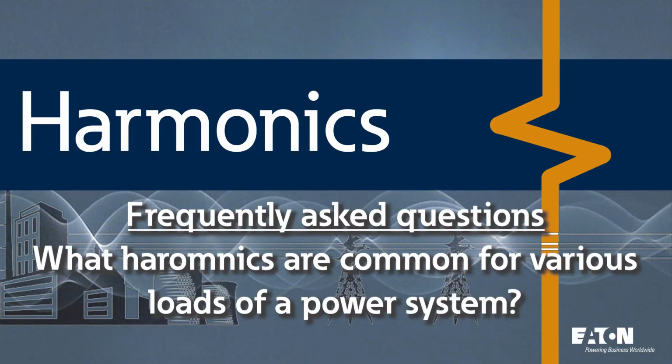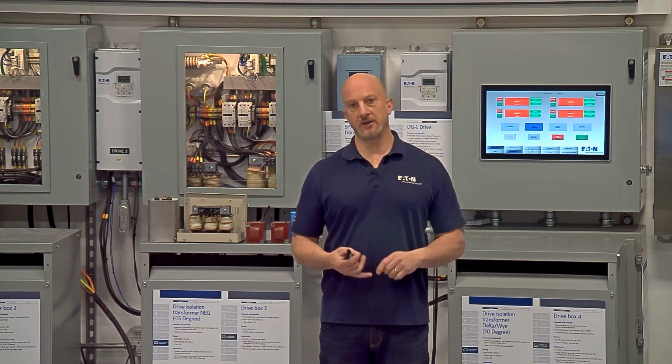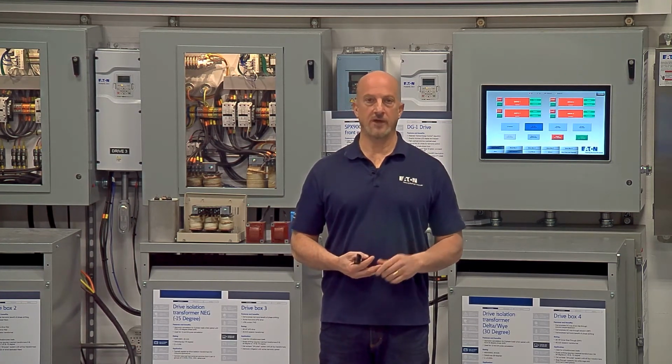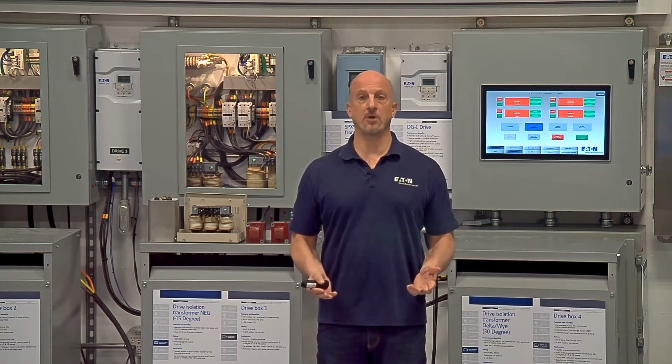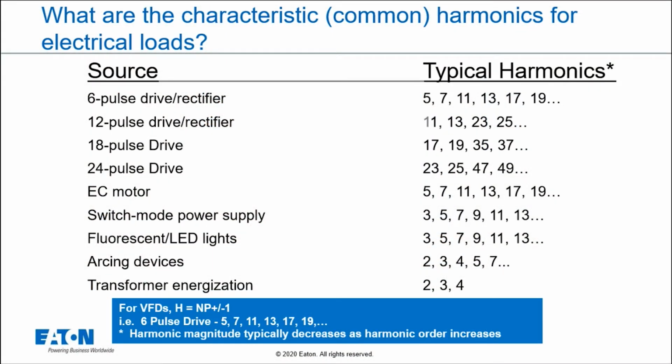So what are the characteristic harmonics, or the common typical harmonics, for various different loads in a power system? That's a common question that we get a lot. If I have a variable frequency drive or a computer power supply, which harmonics am I going to see? Let's take a look at this table, and it pretty much defines some of the more common harmonics that you'll see on power systems based on the loads.